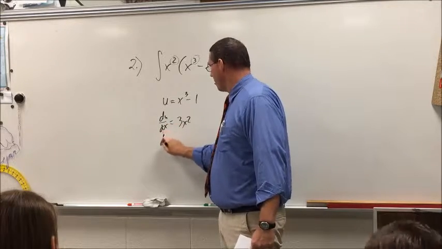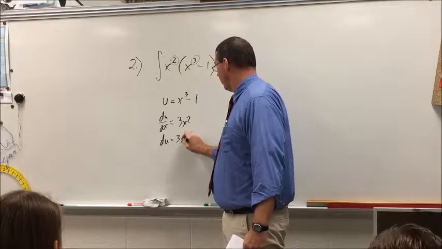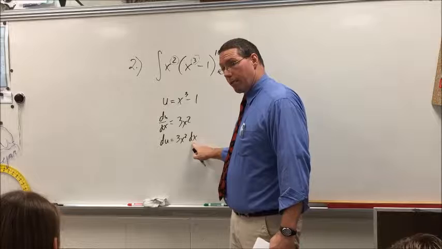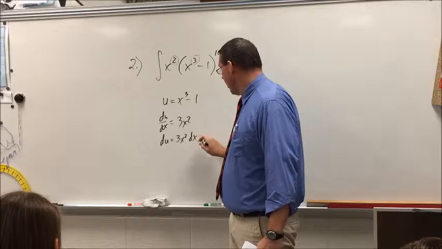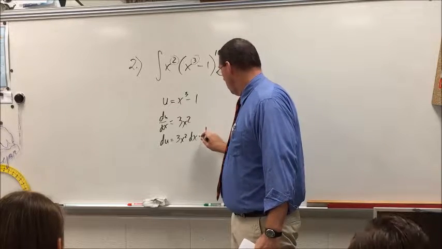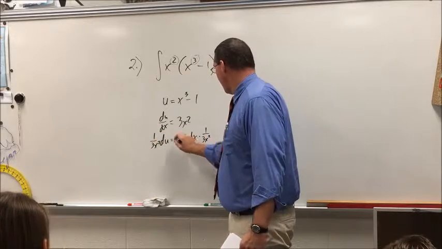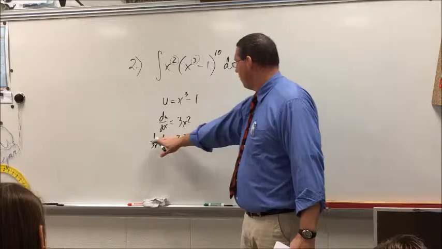Move the dx to the other side. So we have du equals 3x squared dx, right? And then solve for dx. So how do I solve for dx? You multiply by 1 over 3x squared, right? 1 over 3x squared. And now dx is all by itself.